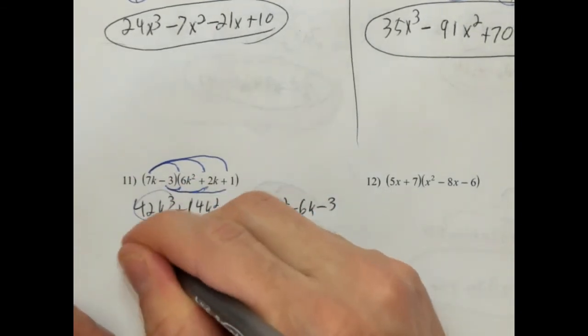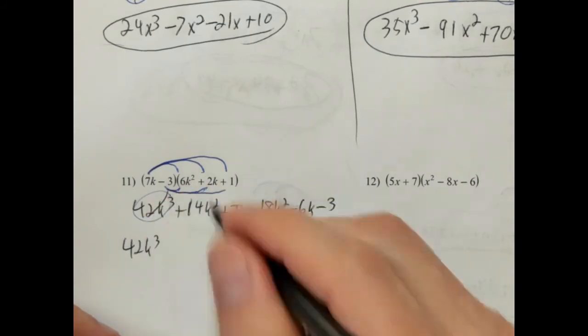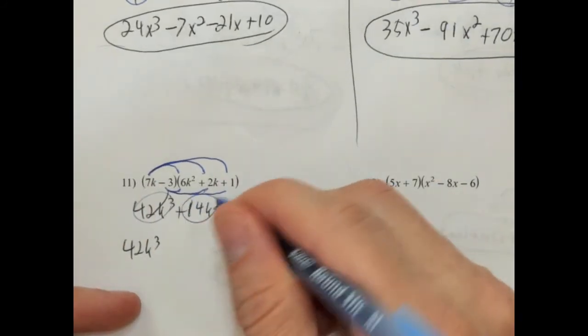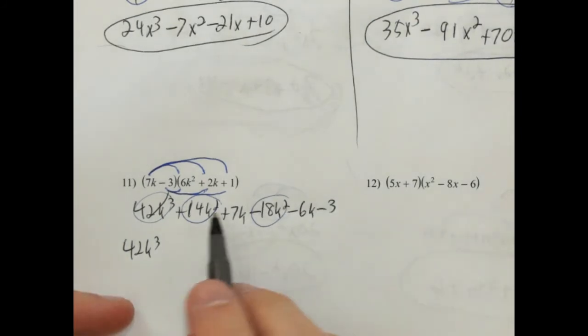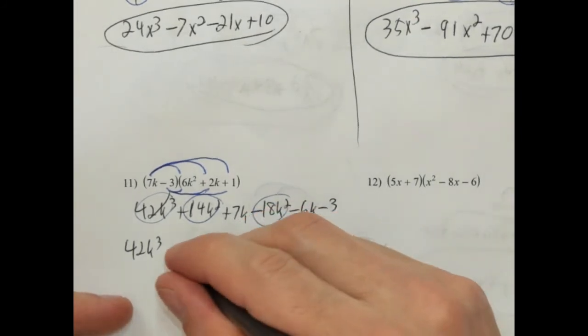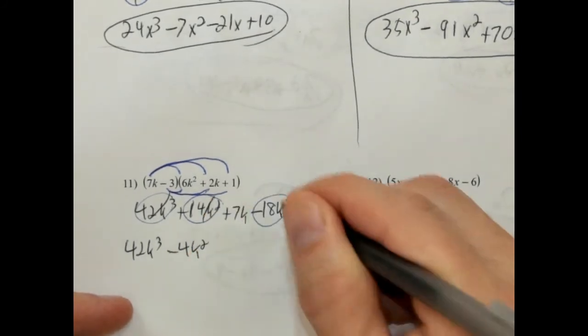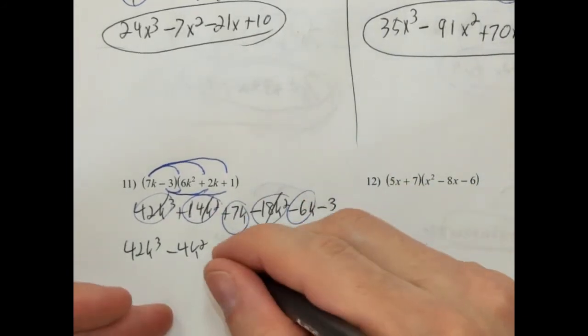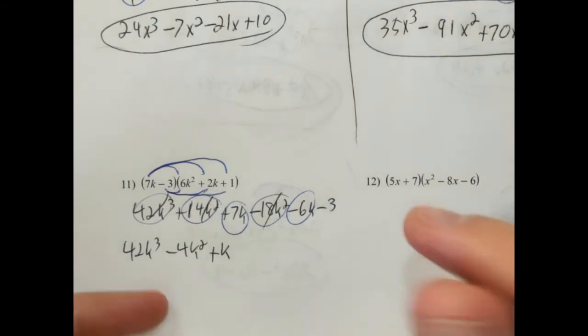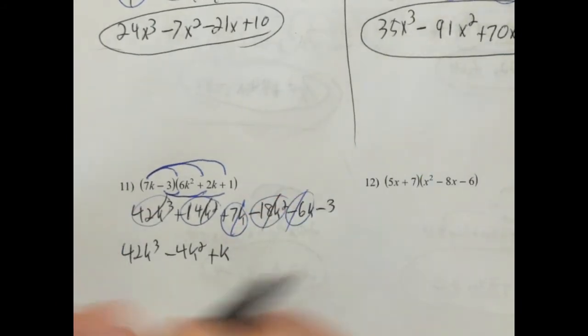So 42k cubed brings that down. We're going to identify 14k squared and negative 18k squared. 14 take away 18 is going to be negative 4, so negative 4k squared. We're going to combine the 7k and the negative 6k. That's going to be plus 1k or plus k. And bring down the negative 3.